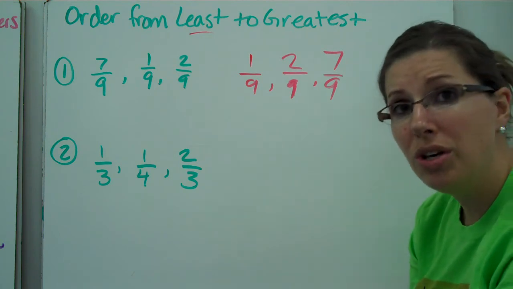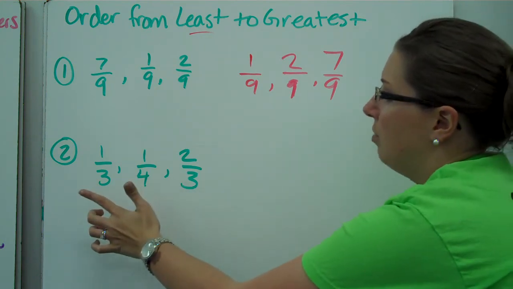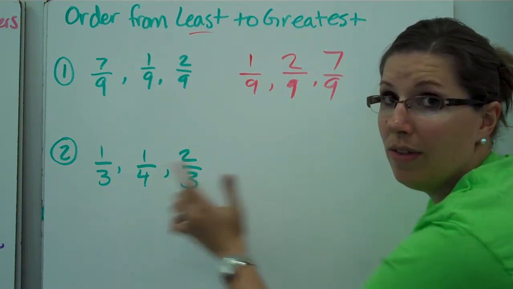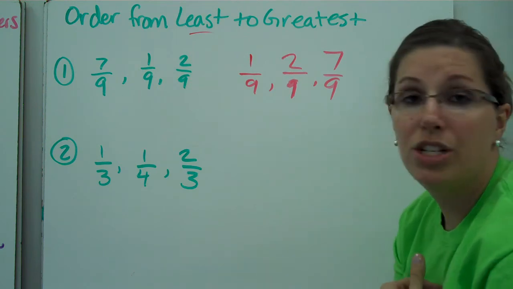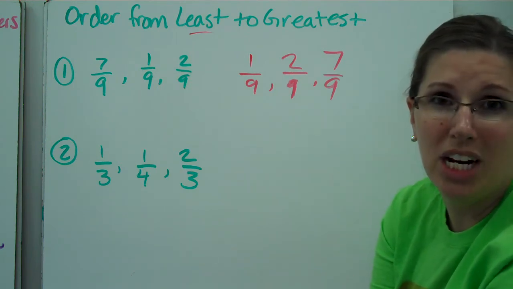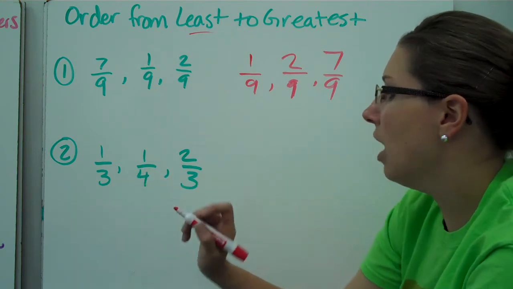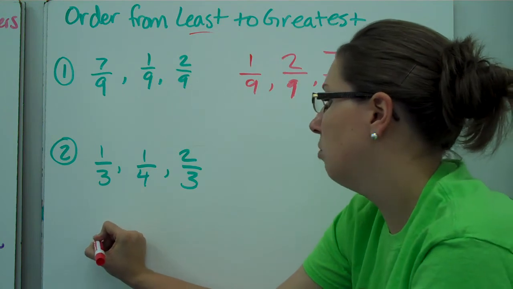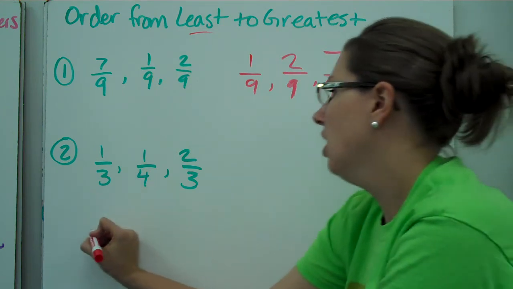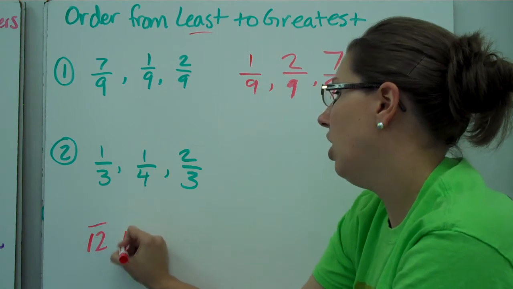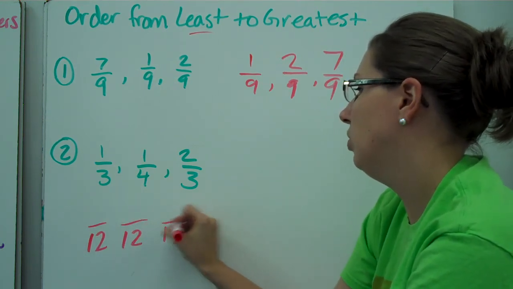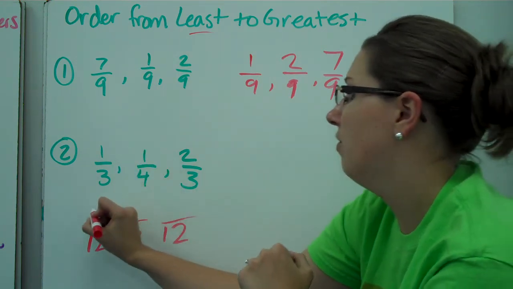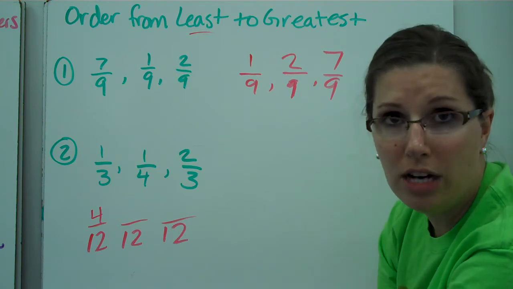In question number 2, I've got 1/3, 1/4, and 2/3. So out of my 3 fractions, only 2 of them have a common denominator. What I need to do is make sure they all have the same denominator. So I'm going to do that now. The least common denominator between 3 and 4 is 12. That's the first number they have in common. So I've got to change all of these numbers so they have a denominator of 12. 3 goes into 12 4 times. 4 times 1 is 4. So I just made an equivalent fraction.